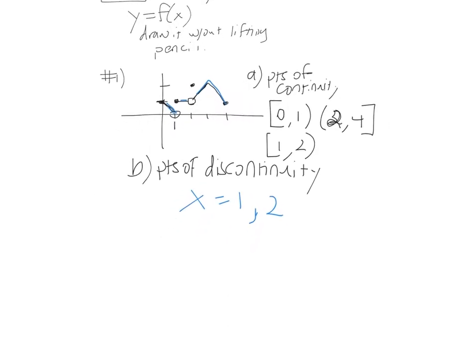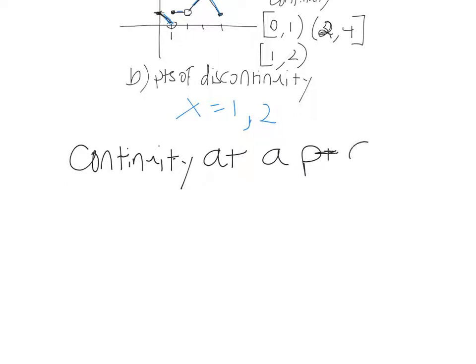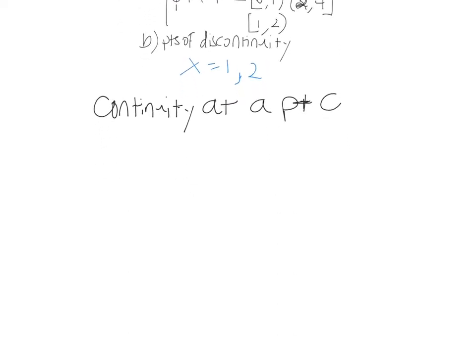All right, so here's what you need to know about continuity. Continuity at a point. And I know c is not a point, but this is the way they say it. Continuity at a point c. In order to be continuous, 3 things must happen.